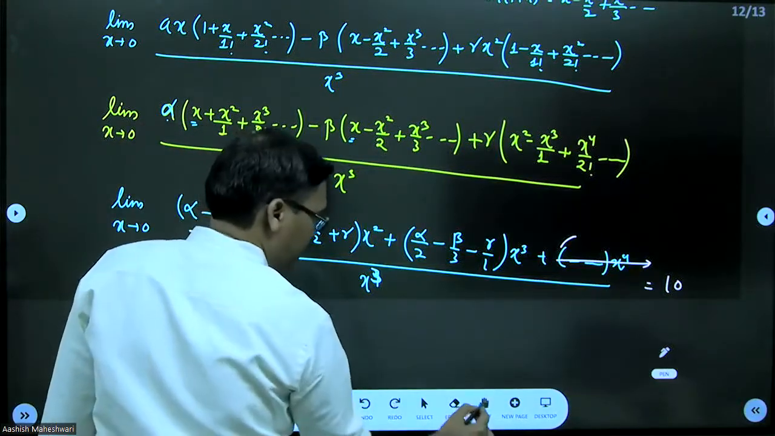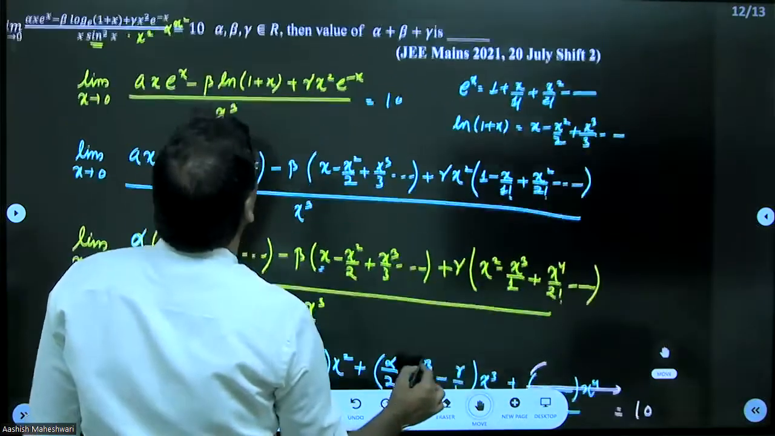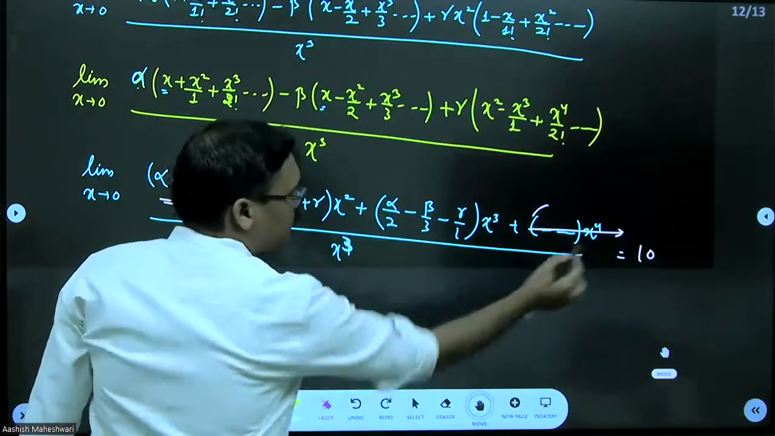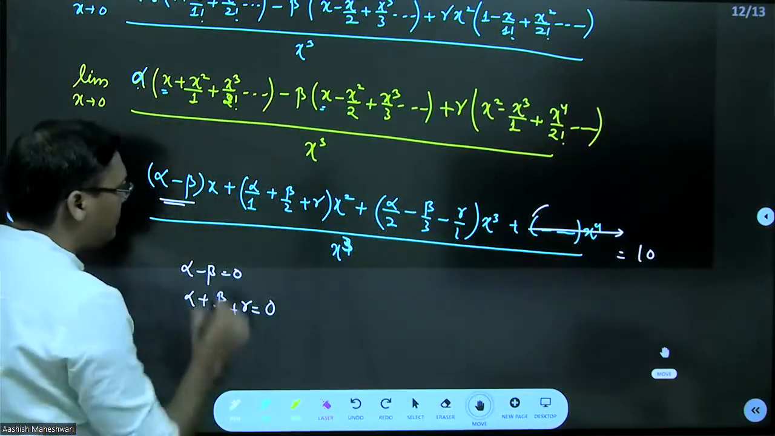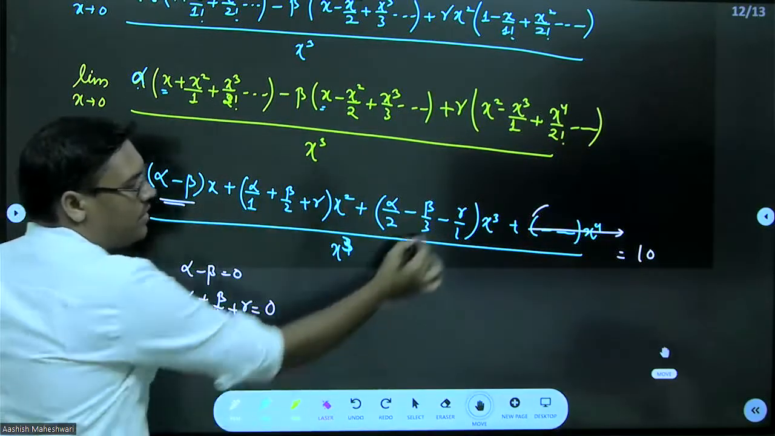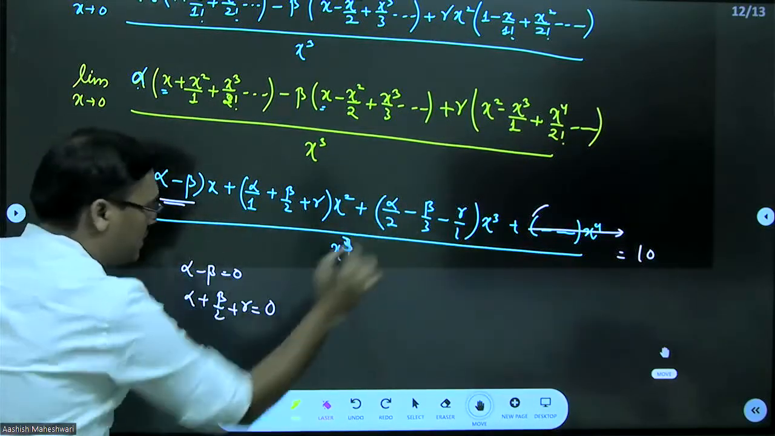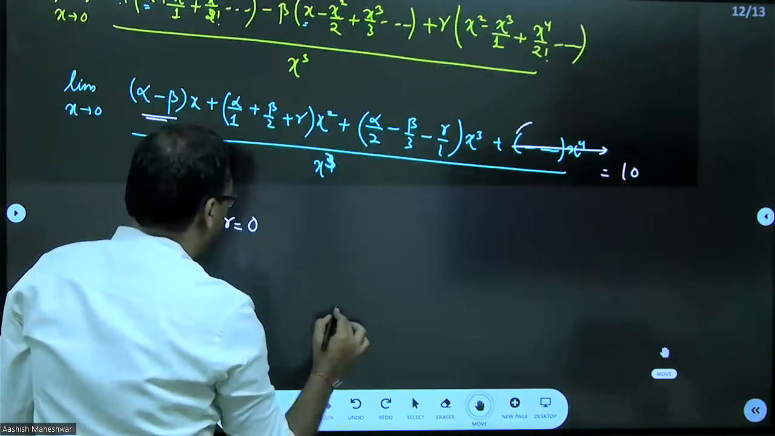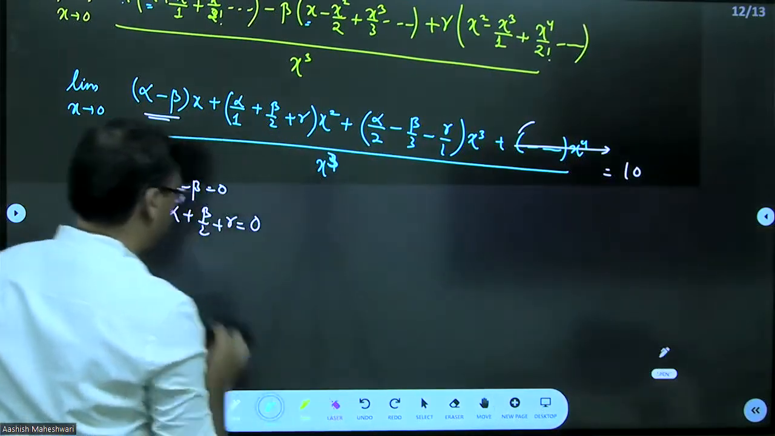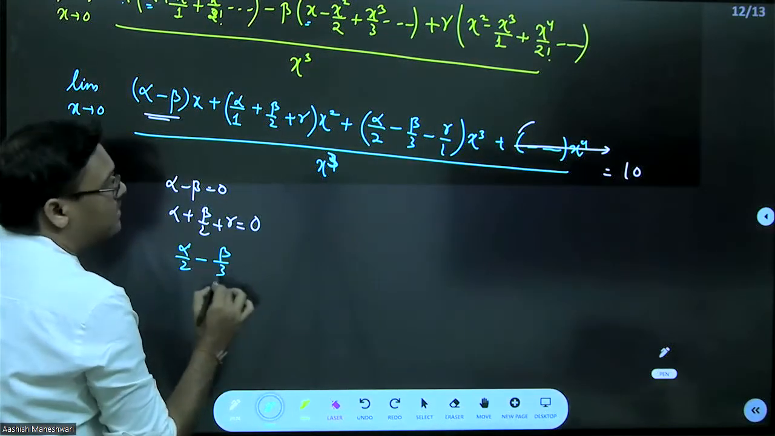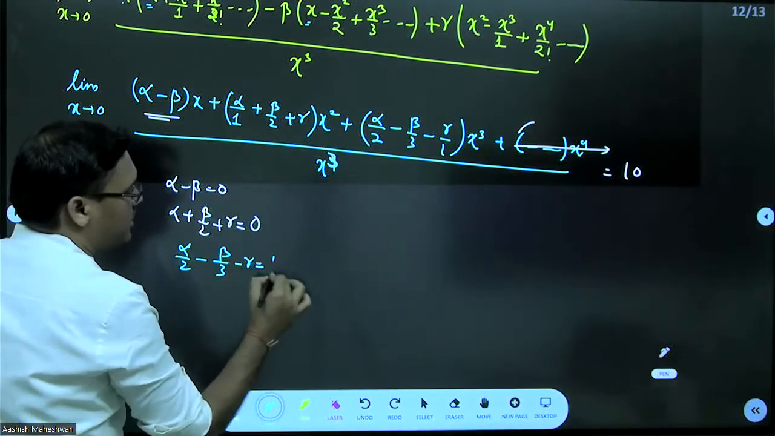Let me just check this. What is this limit? This limit has to be equal to 10. So this is why we have written this is equal to 10. Now see, as x approaches 0, this term became 0, and x cube by x cube cancels. So now we just have to do the calculation. This is alpha by 2 minus beta by 3 minus gamma, which should be equal to 10.